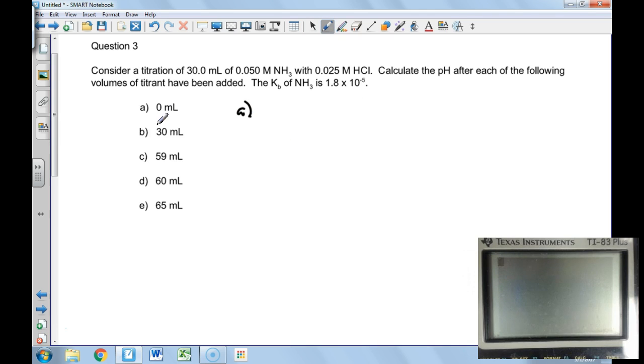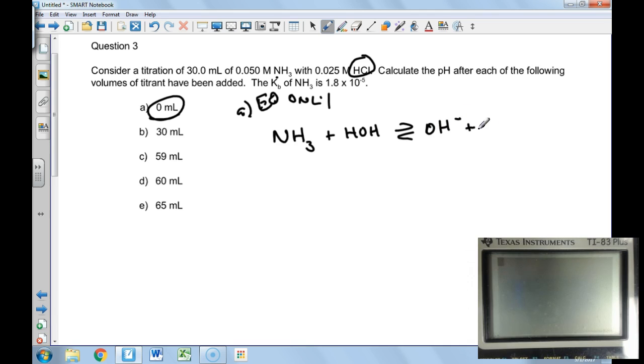Okay, so for A, we haven't yet added any of the HCl. We only have NH3. So if that's the case, we don't have to do any stoichiometry step. This is equilibrium only, so we're going to do the base reaction: NH3 plus HOH is in equilibrium with OH minus plus NH4 plus.